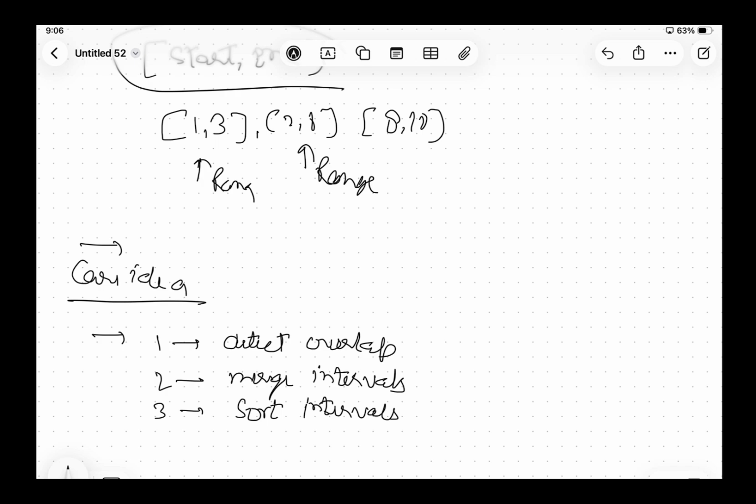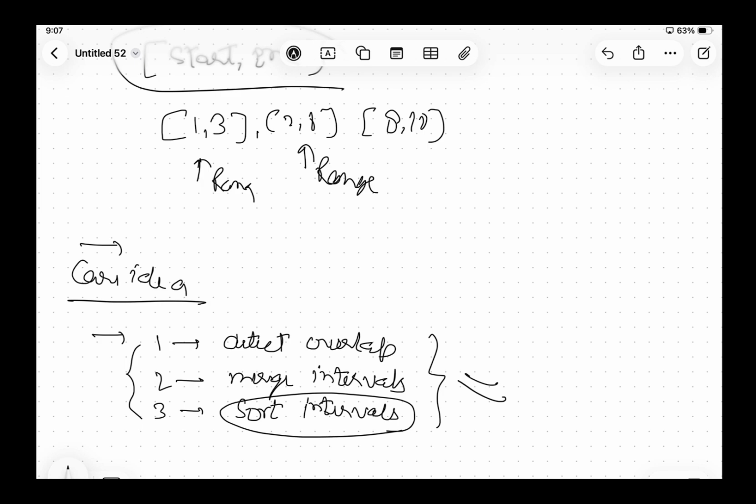Out of these three, the most important part is sorting, because once the intervals are sorted by start time, the problem becomes much simpler. Instead of comparing each interval with every other interval, you only need to compare with the previous one. This is the best part of it. When you implement this, you will be revolving around this concept.